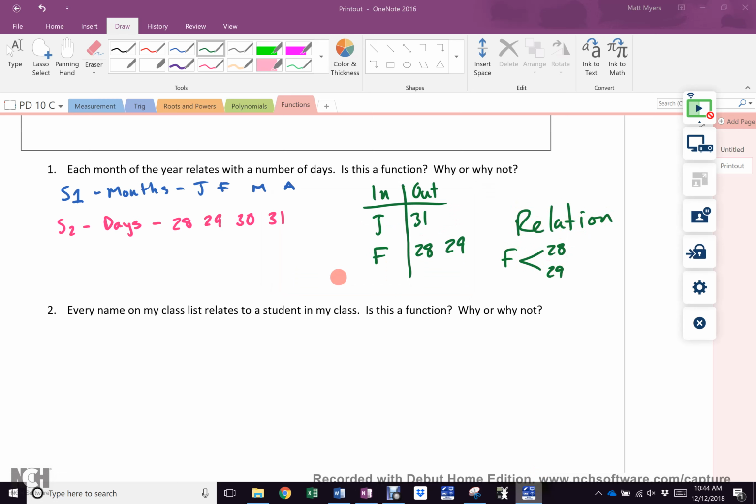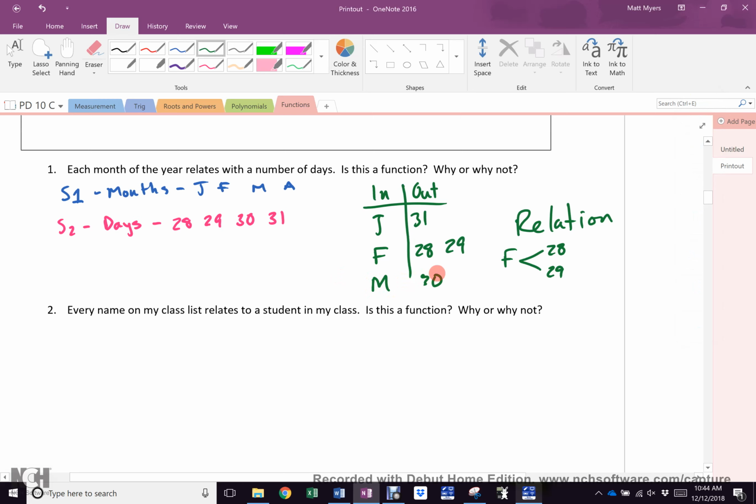Now, if we continue on, we are going to have problems further, aren't we? Because March has how many days? 30. We're still okay. 31. And April has how many? 30. So, 31 repeats. If February is not there, are we okay? We are, because January gave me 31. March gave me 31. That's okay. That input gave me an output. Only one output. But the input of February messes us up. Because February can have 28 or 29 days.